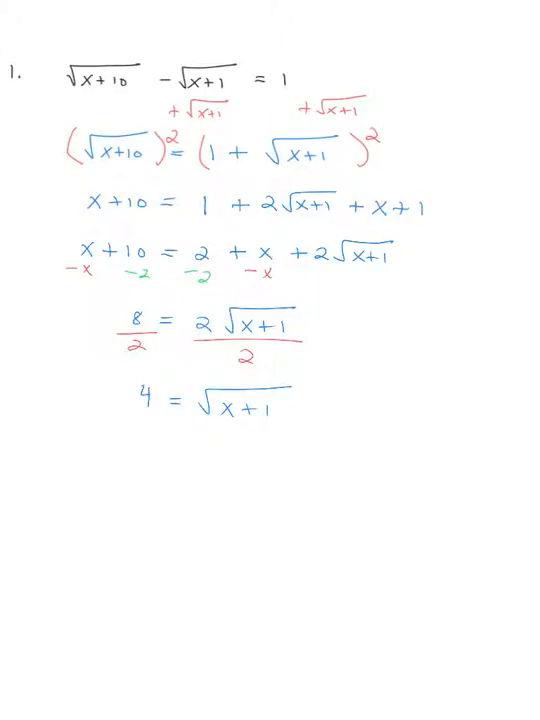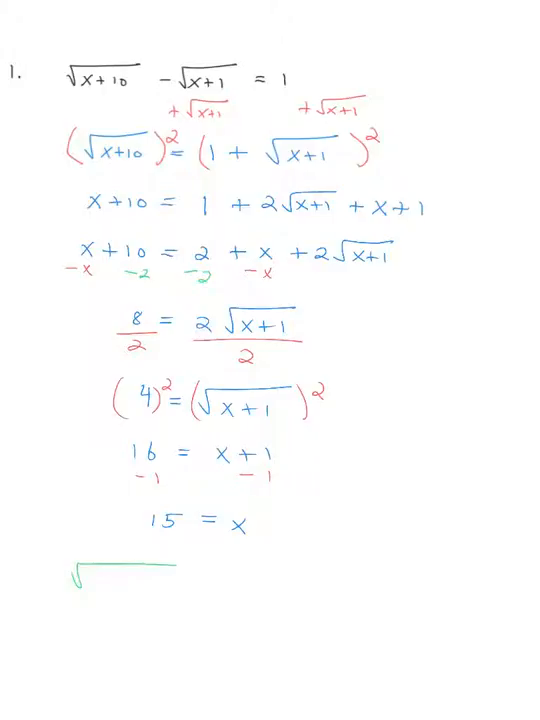That leaves me with one more step, which is to again square both sides. I'll square the left, I'll square the right. On the left I get 16, on the right I get x plus 1, and after I subtract 1 from both sides, I arrive at my answer of x is equal to 15. The only thing to look out for is that this could potentially be an extraneous solution, so I'm just going to check that 15 works in my original equation.